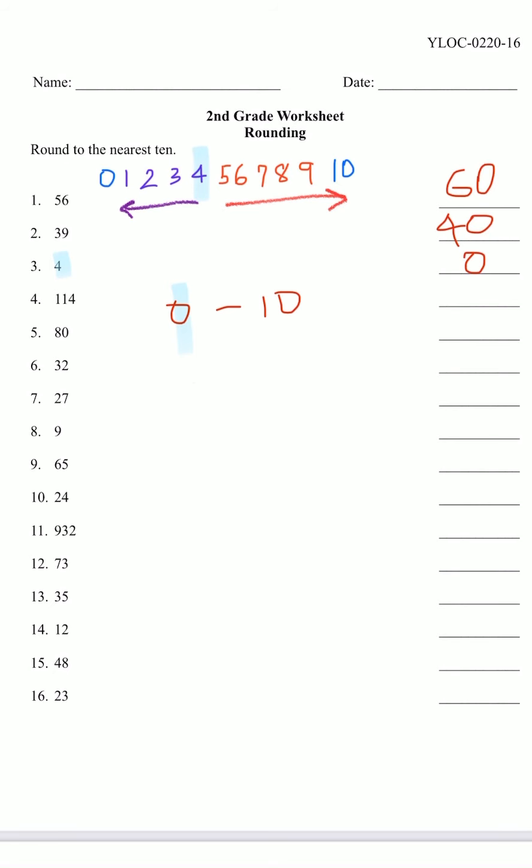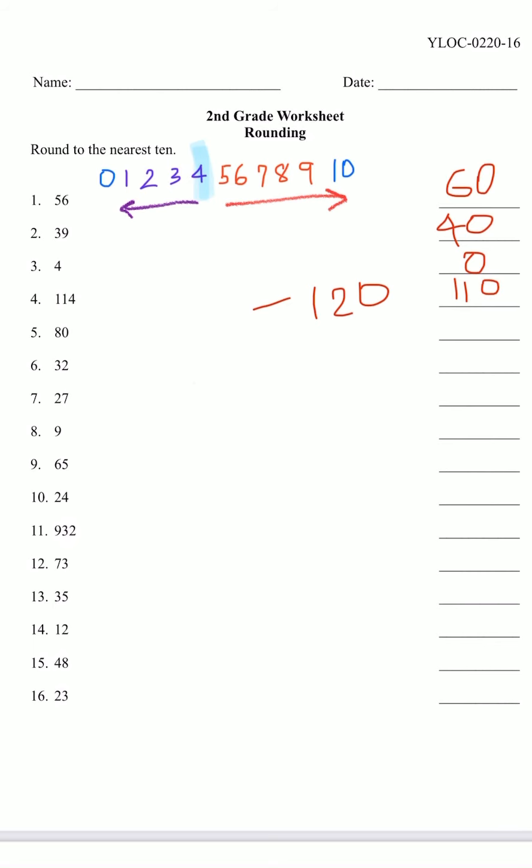Now let's try number 4. Number 4, we have 114. We again have to look at the last number here, and it's 4 again. So 114 is between 110 and 120. And if we're rounding it down, it's going to be 110. So our answer is 110.